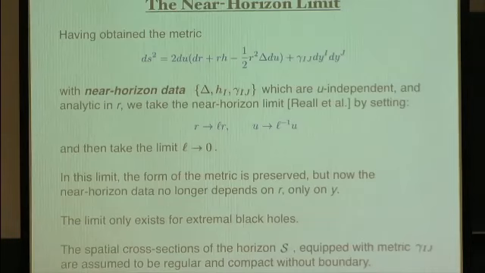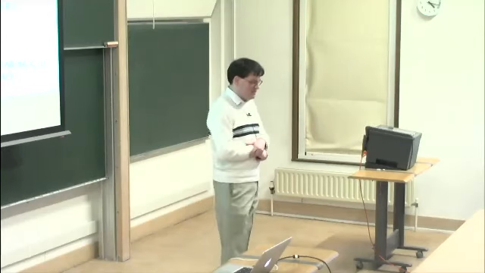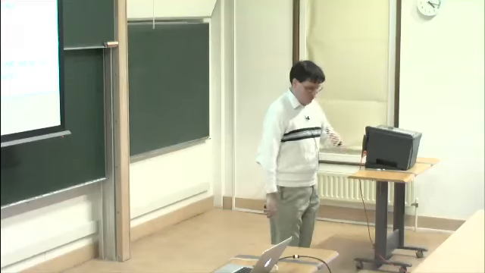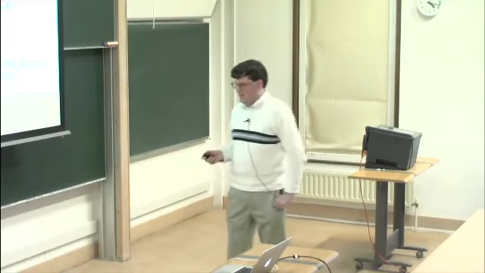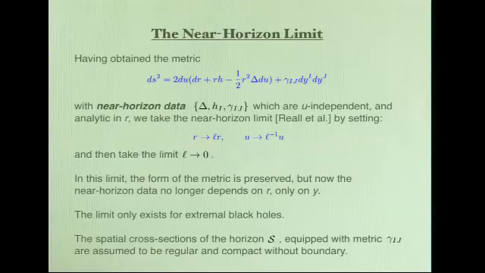Now, this metric which I had in the previous transparency is well defined in some patch surrounding, containing the horizon, but now we're going to take a particular decoupling limit. So this is the metric which we had before, and the scalar delta, this one form H, and this metric gamma ij are what is called the near horizon data. If you know this, you know what the metric is basically.